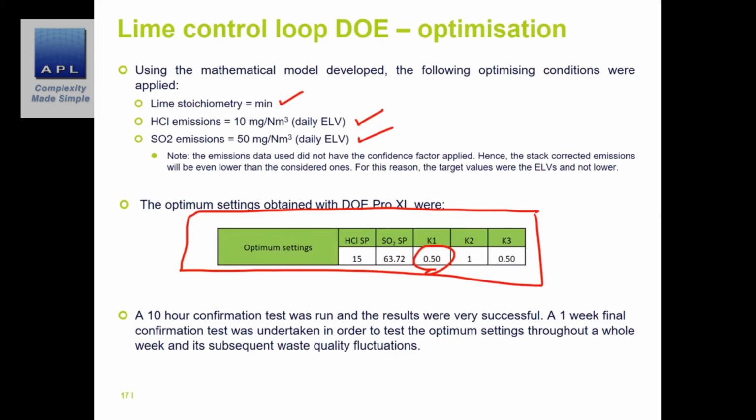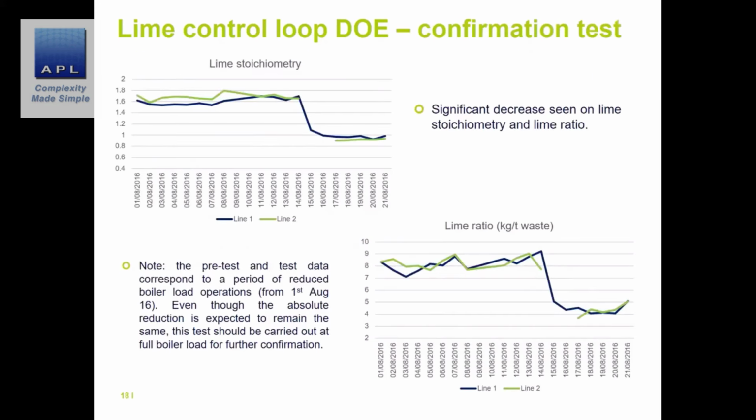K2 is at 1, K3 is at 0.5. And then what did they do? They did a 10-hour confirmation test to see how the process performed. And look what they achieved. Look where the stoichiometry's gone. It's gone from up here. I mean, it was up at 0.6, look. They were wasting 60% lime. They've got this thing now sitting dead on 1.